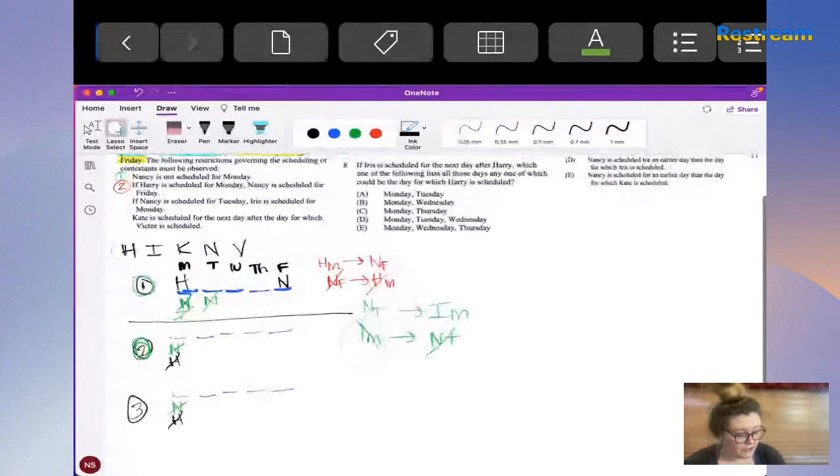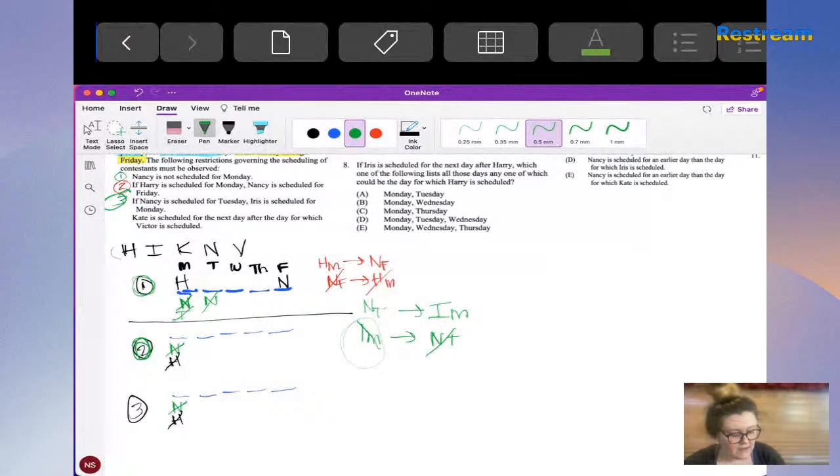Okay. So now what we want to do here is try to make both scenarios happen for this third rule. And so it's either Nancy is going to be scheduled for Tuesday or Nancy's not. So we can put Nancy in for Tuesday, and we can put Nancy not in for Tuesday, because those are the only 2 scenarios that we have. And then what happens when Nancy goes on Tuesday? Yeah, I goes on Monday. So we're going to go ahead and put I here.